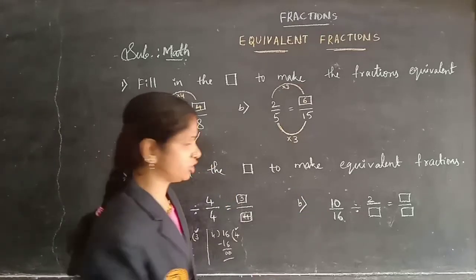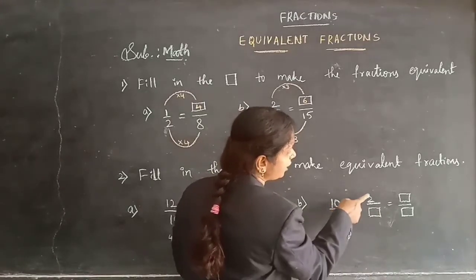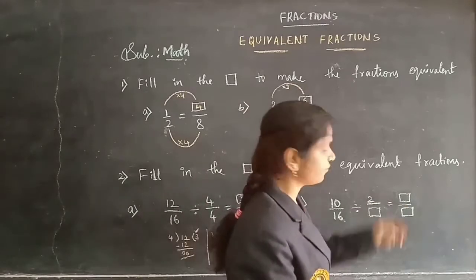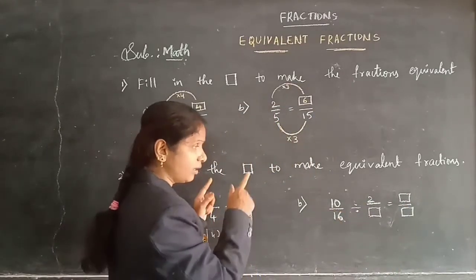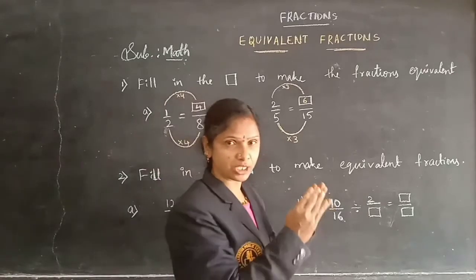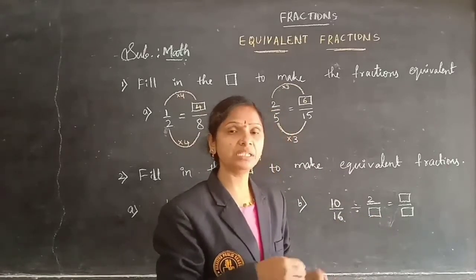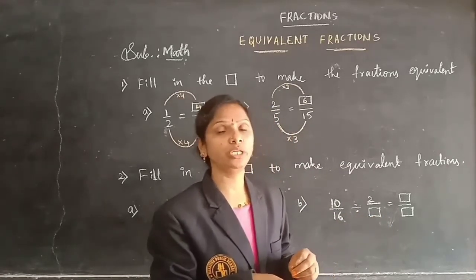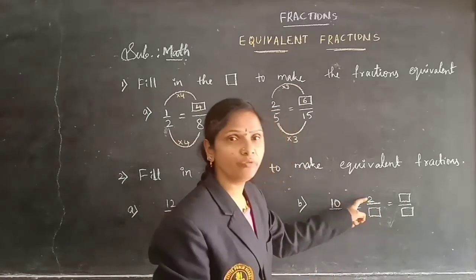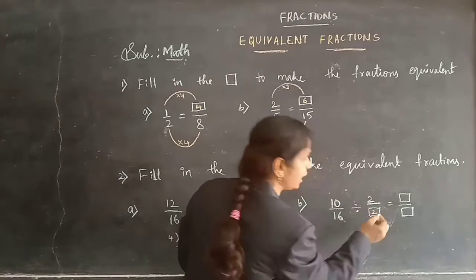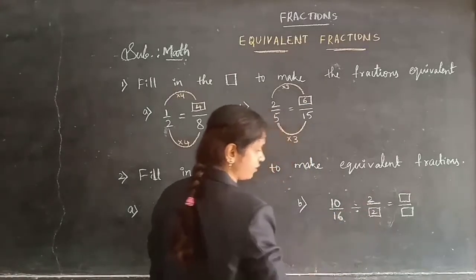Coming to this problem, children, here 10 by 16 is divided by 2 by box to get this fraction. So I already told you, children, when you are dividing a fraction by a certain number, with the same number you need to divide the denominator also. Here we have 2, so here also you have to take 2 only. Now solve this to get this equivalent fraction.